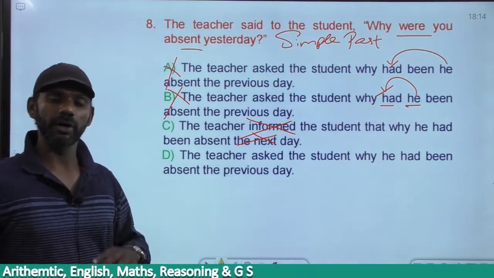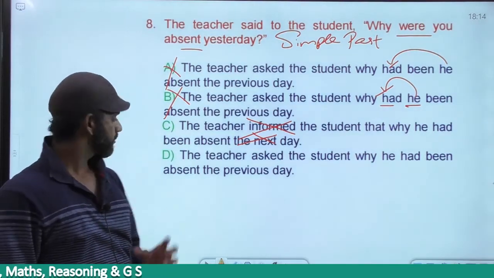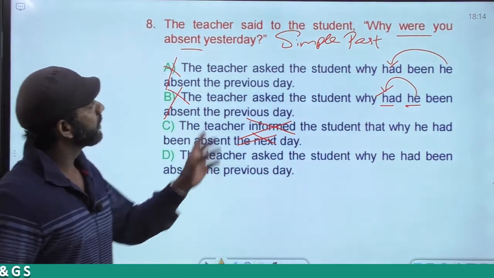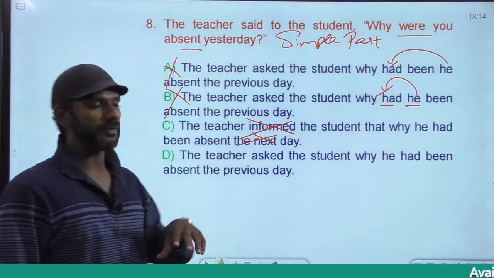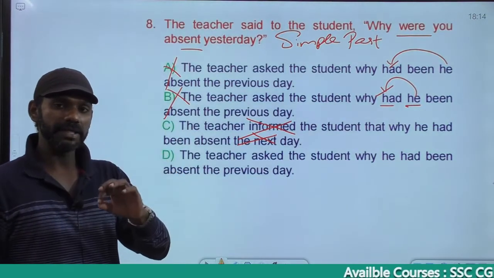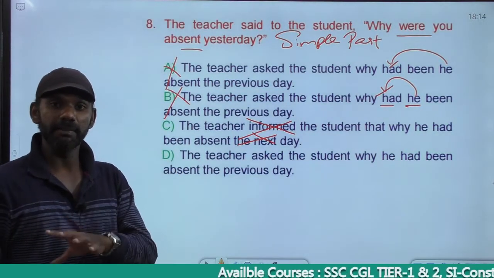Now I told you, no matter what, the option that we select as the answer must be grammatically correct. Come to option D. We'll see whether it is grammatically correct or wrong. Now we want past perfect. "Why were you absent yesterday?" There is no main verb here. In the past perfect tense, a main verb must be there because it's had plus V3, main verb in the third form.